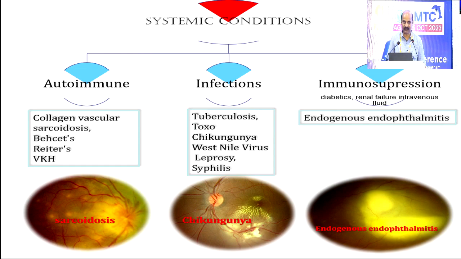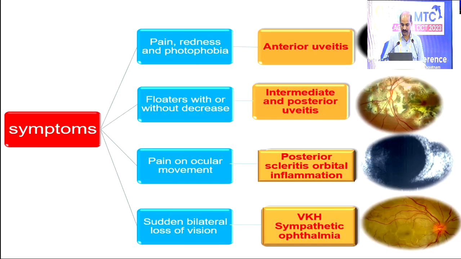As for systemic conditions, if the patient has any autoimmune conditions like collagen vascular diseases, Behçet's, Reiter's and VKH, these are all autoimmune conditions which we need to rule out from infective conditions like tuberculosis, toxo, post viral infections. Post viral infection can be mostly immunological indirectly, but the triggering event is a viral infection. And in immunosuppressed individuals, more common is endogenous endophthalmitis.